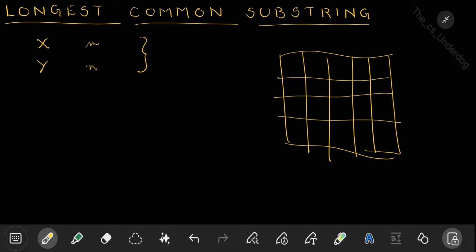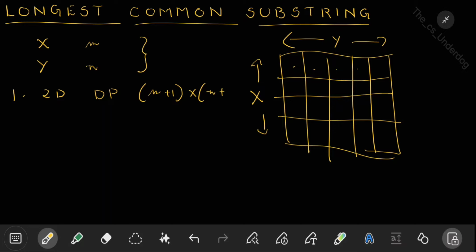What are we going to have in this table? In this table, we'll be considering two strings. One string is X, which will be in one axis, and Y will be the other string, which you will keep in the other axis. So each entry in this table, what does it correspond to? Let us write it down. The first step is to have a DP table. You will have a two-dimensional DP table, and what is the size of this table? It should be M plus 1 cross N plus 1. This should be the size of your DP table.